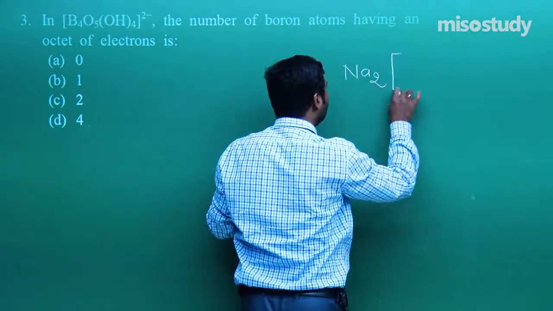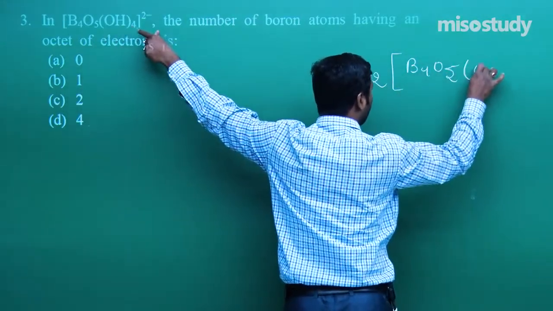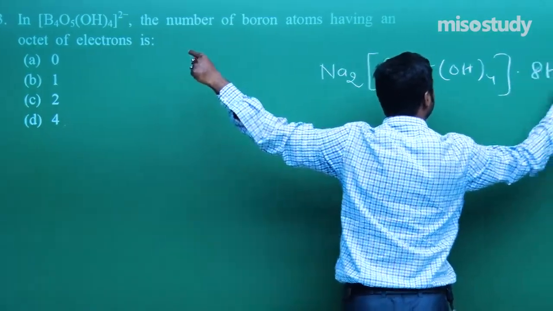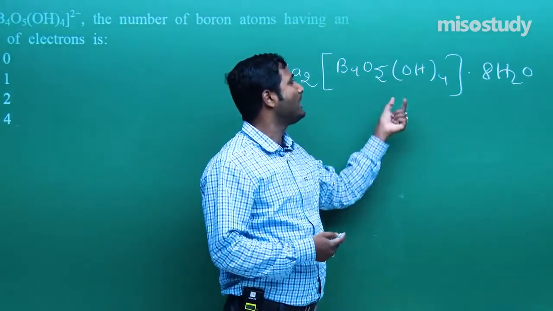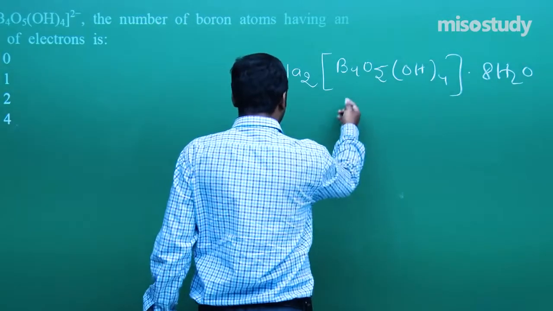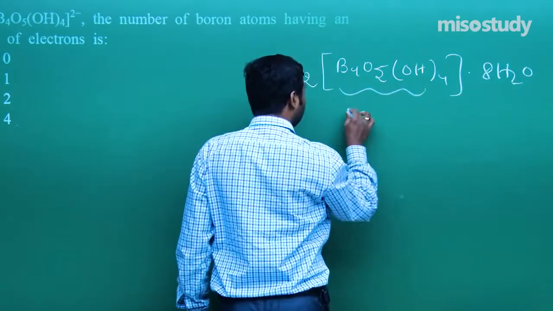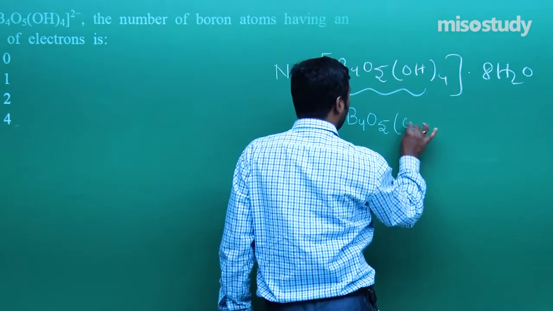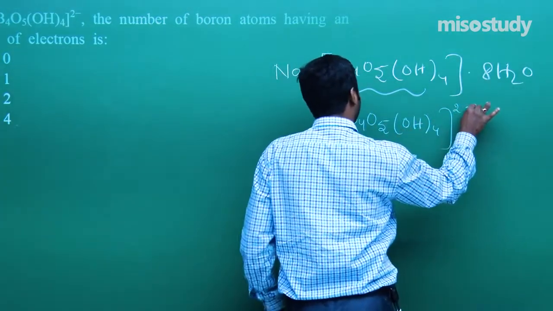Na2B4O5(OH)4 into 8H2O, that is Na2B4O5(OH)4 into 8H2O. Now, how to draw the structure? In this case, if I need to draw the structure of B4O5(OH)4 2 minus, what will happen?